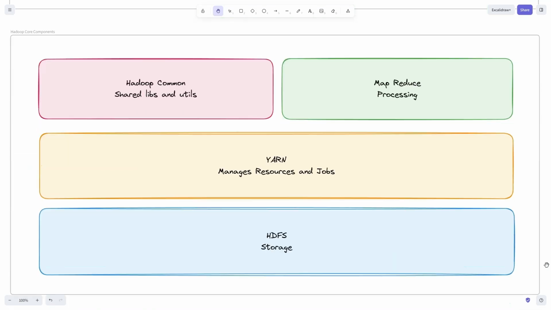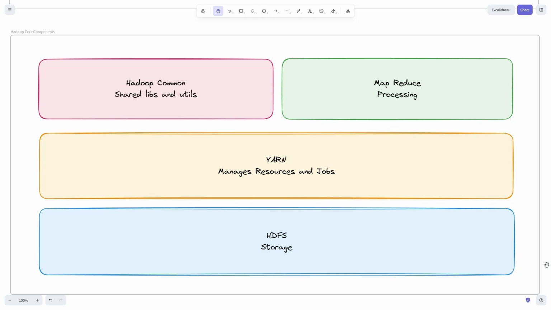Now that we understand what Hadoop is, let's look at how it is structured internally. Hadoop is not a single tool. It is a collection of components, and each component is responsible for solving a specific problem. Understanding these roles will make the rest of Hadoop much easier to follow.